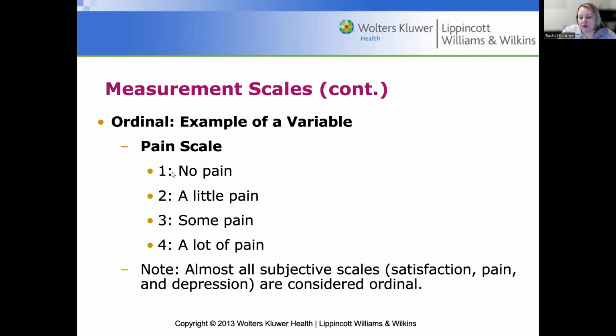But we don't really know that 2 is double what no pain is. We don't know that a little pain is double what no pain is. And so a lot of these subjective scales are ordinal types of scales. They can be put in a value of least to greatest, but there isn't a numerical or a true zero for these types of variables.